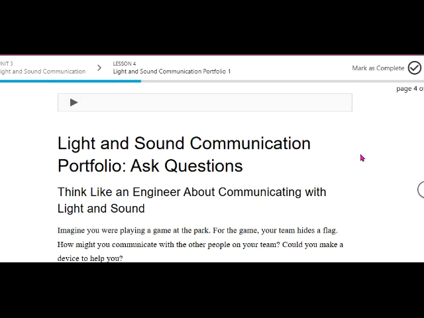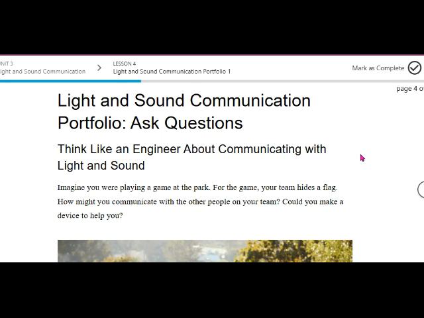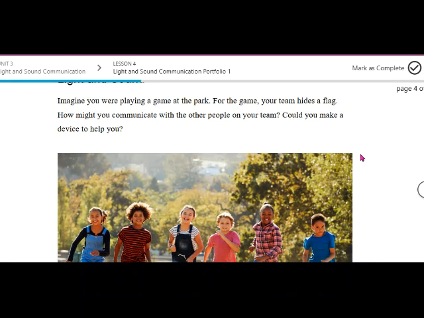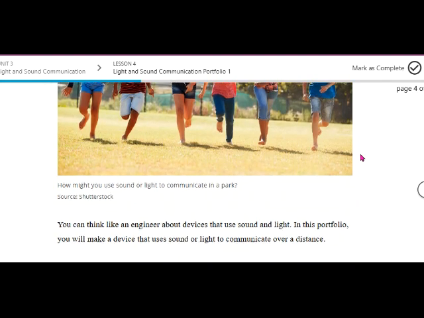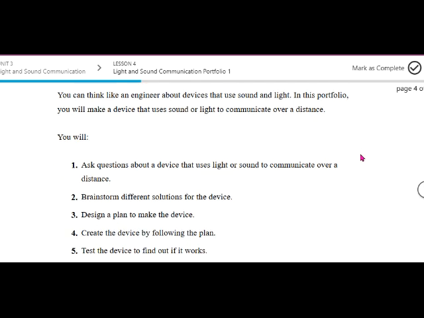Think like an engineer about communicating with light and sound. Imagine you were playing a game at the park. For the game, your team hides a flag. How might you communicate with the other people on your team? Could you make a device to help you? You can think like an engineer about devices that use sound and light. In this portfolio, you will make a device that uses sound or light to communicate over a distance.